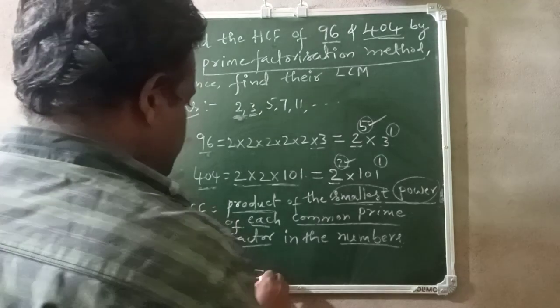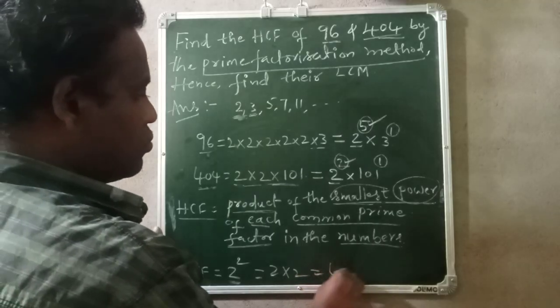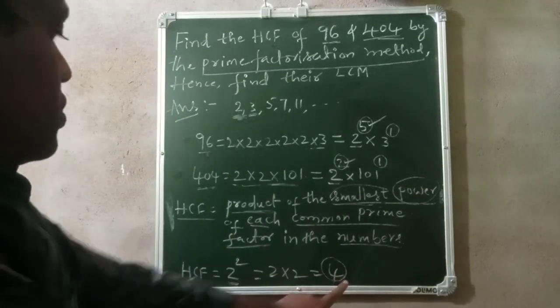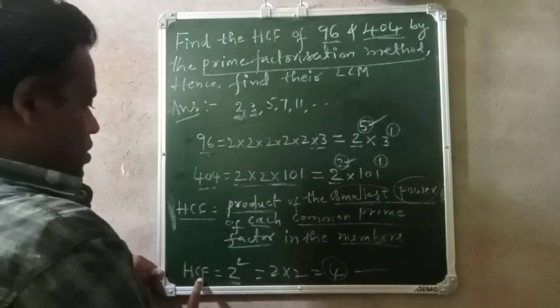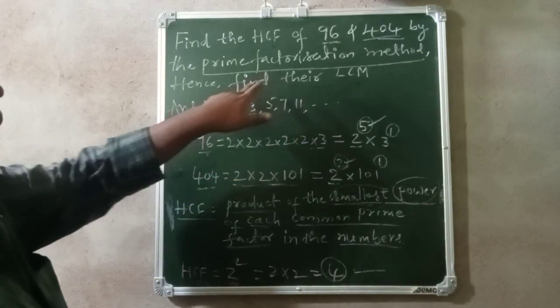Okay, now 2 square means 2 into 2. That is equal to 4. So now 4 is the answer. HCF is 4. This is the answer. After this, there is a continuation.